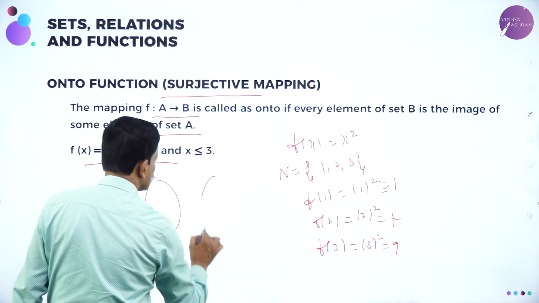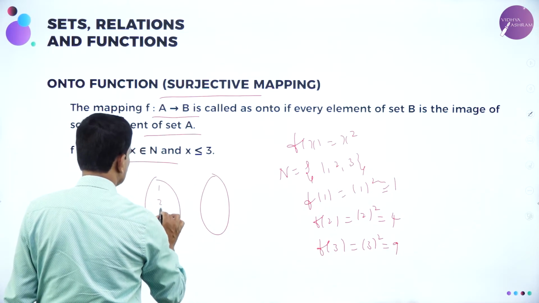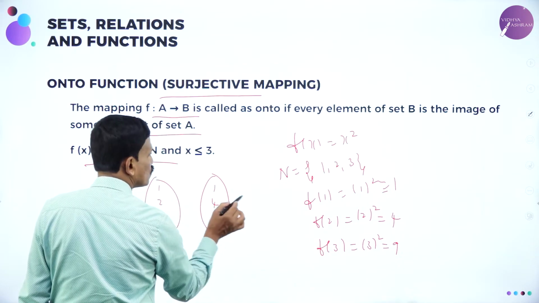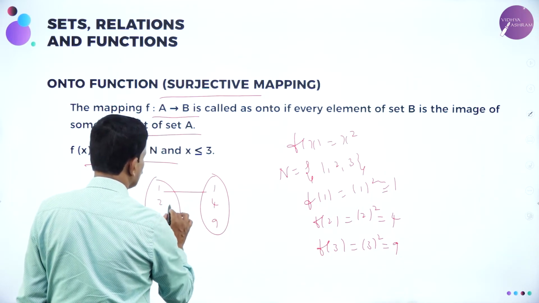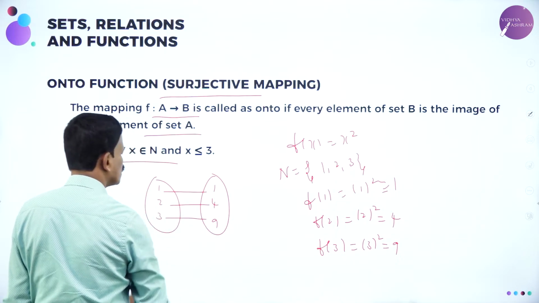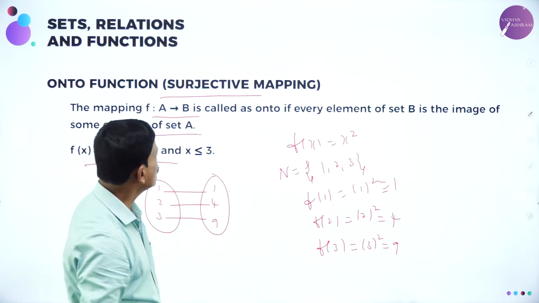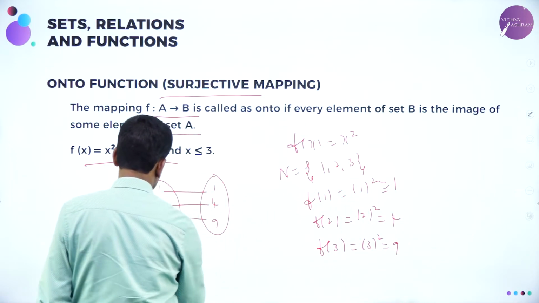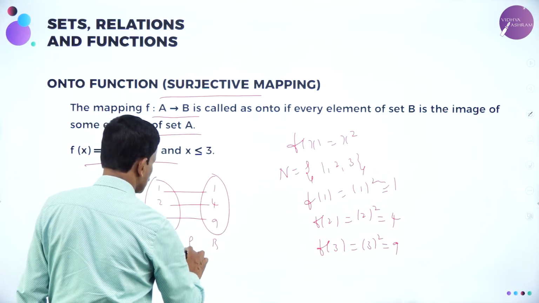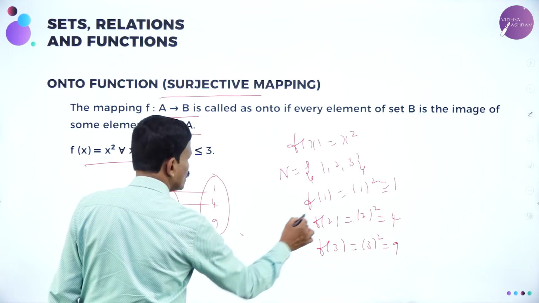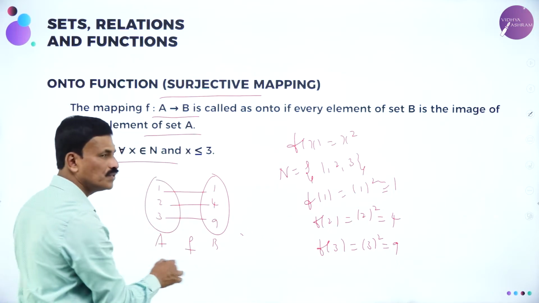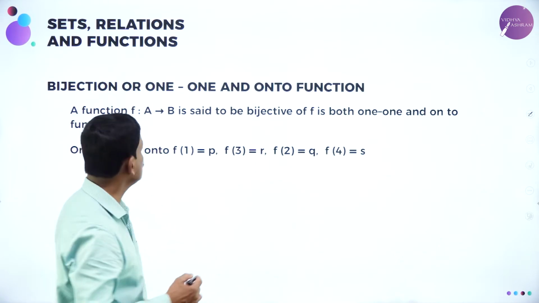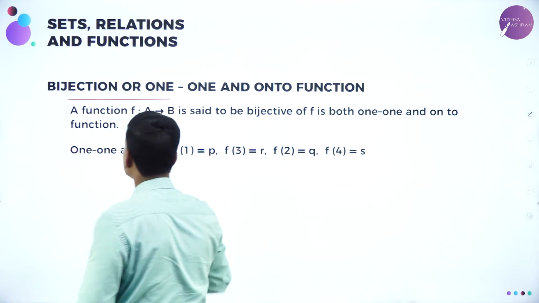See, what is A? A is 1, 2, 3 and B contains 1, 4 and 9. So f of 1 is 1, f of 2 is 4, f of 3 is equal to 9. So this is an example for an onto function, because here this is A and this is B, and this is the function. So f of 1 is equal to 1, f of 2 is equal to 4, f of 3 is equal to 9. That's it.